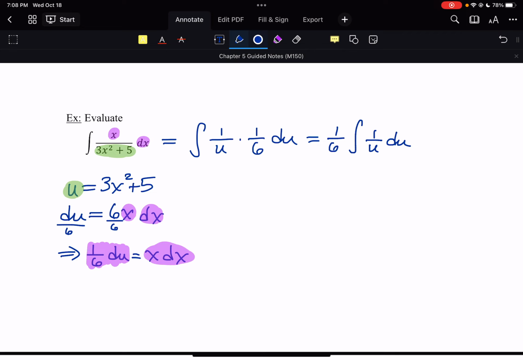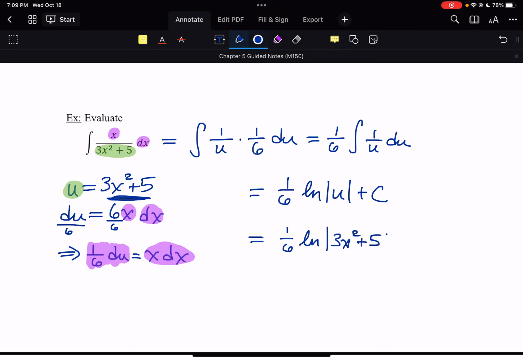And now this just becomes the exact same problem that we were working with up above. So 1/6 times ln of absolute value of u plus c. And sub back in the function that we know u is. So 1/6 ln of absolute value of 3x squared plus 5 plus c.